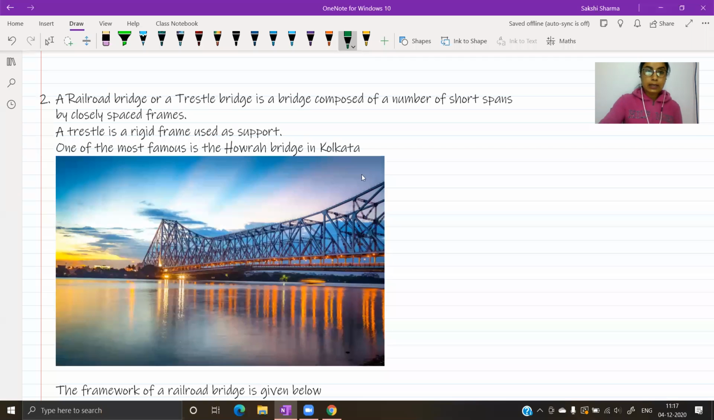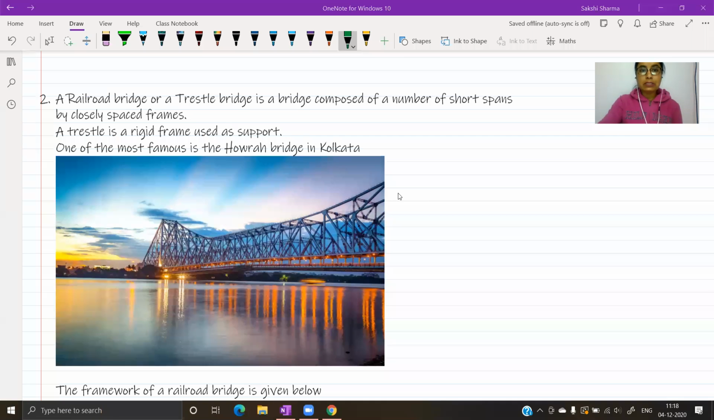Take a quick reading. A railroad bridge or a trestle bridge is a bridge composed of a number of short spans by closely spaced frames. So the bridge that is built for rail, that bridge they are talking about, it's called a trestle bridge also. A trestle basically is a rigid frame. Rigid is a very strong structure used for support.